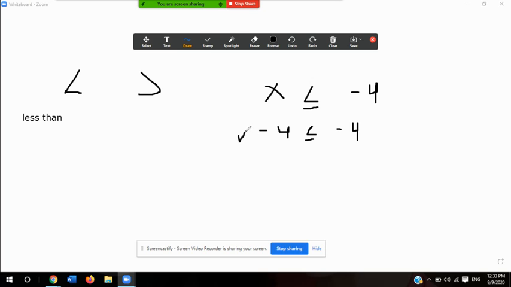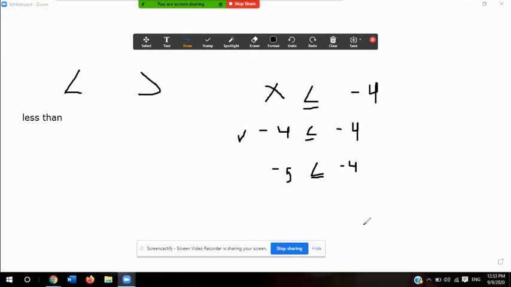And if I decide to say negative 5 is less than or equal to negative 4, the question you need to ask yourself is, is in fact negative 5 less than or equal to negative 4? Is this statement true? Yes, it is true, because negative 5 is smaller than negative 4.